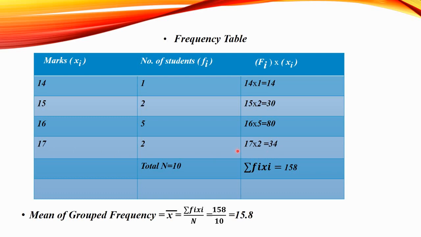To find the mean of such given data, we will find the total of fi xi, that is summation fi xi, and we get here 158. So the mean of this frequency table, x bar, is equal to summation fi xi upon capital N, that is the total number of observations. Here summation fi xi is 158 and N is 10. So the mean will be 158 upon 10, which is equal to 15.2.